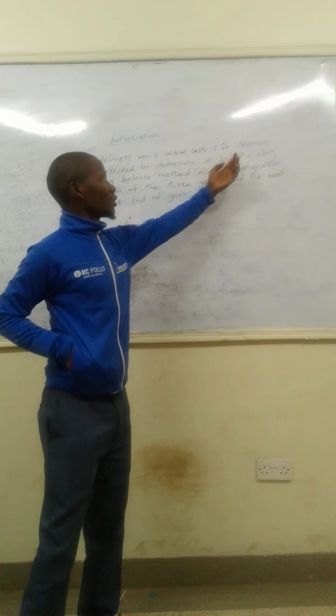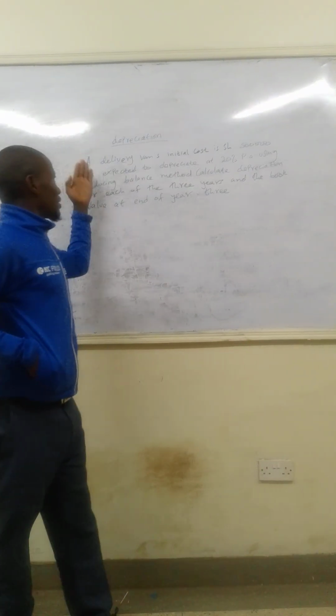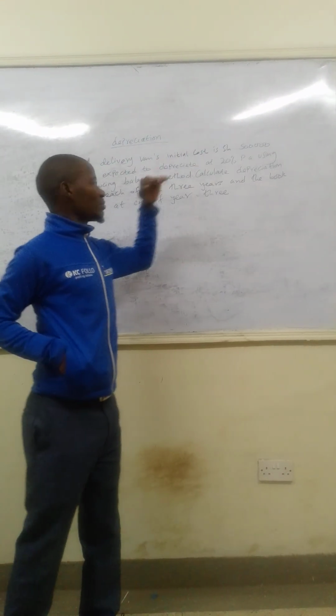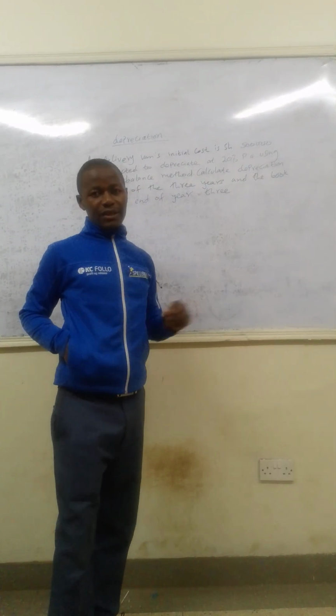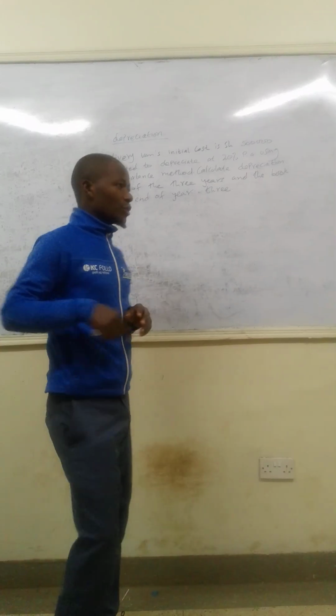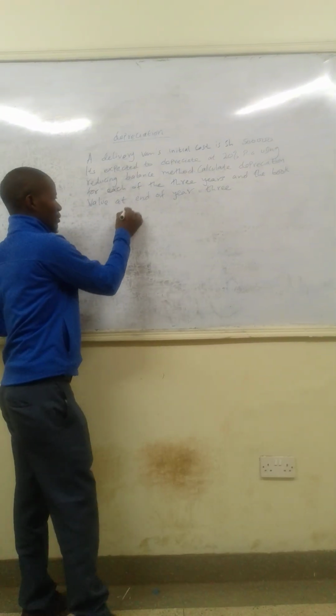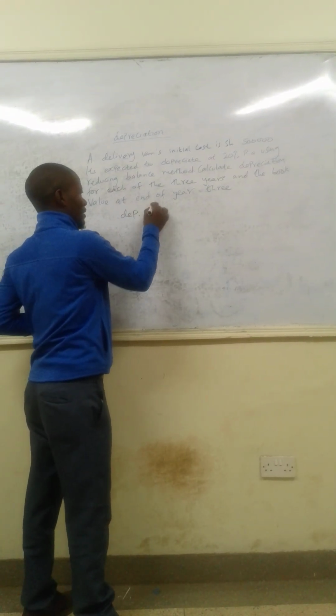The initial cost is this amount. Depreciation charge is 20% per annum. Using the reducing balance method, calculate the depreciation for each of the 3 years. This is the way forward. We're going to get the depreciation for the first year.